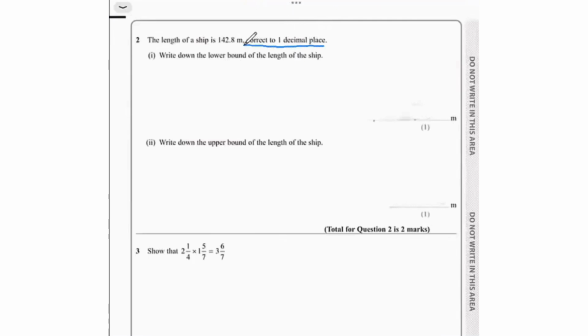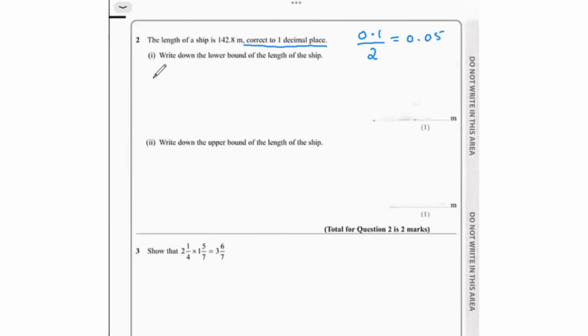Whatever the value is correct to, in this case, it's one decimal place. One decimal place is basically 0.1. That's the place value for one decimal place. So what you do is you take your place value of one decimal place, which is 0.1, and then you divide it by 2. So 0.1 divided by 2 is 0.05.